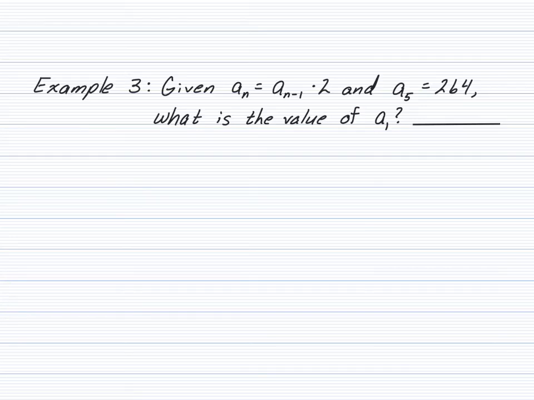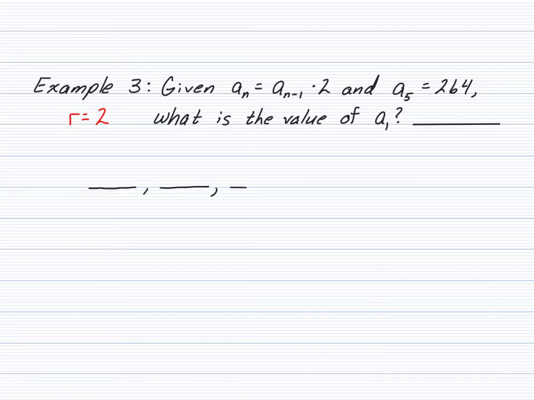All right, so this problem says given a sub n is a sub n minus 1 times 2. So right away from that, we recognize that is our recursive formula, which means the common ratio is 2. So we can get that right off the bat. We know the fifth term is 264, and we want to find the first term. All right, so let's go ahead and write this out like we did in the others.